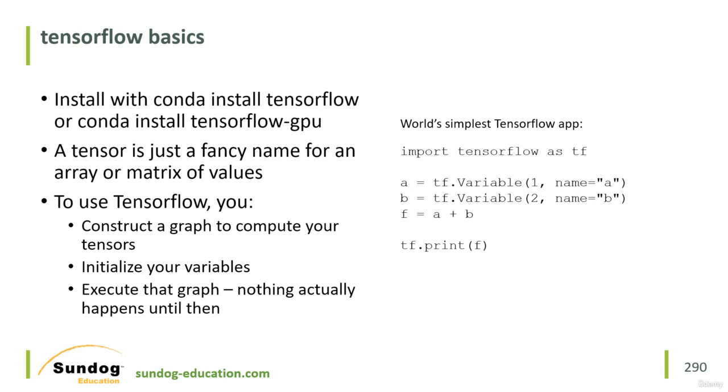Let's talk about what TensorFlow is all about. What is a tensor anyway? Well, this is another example of fancy, pretentious terminology that people use to make themselves look smart. At the end of the day, a tensor is just a fancy name for an array, or a matrix of values. It's just a structured collection of numbers. That's it. That's all a tensor is.